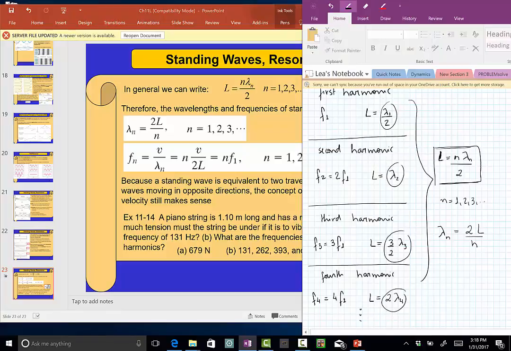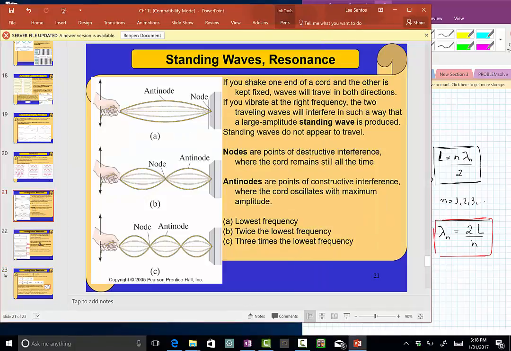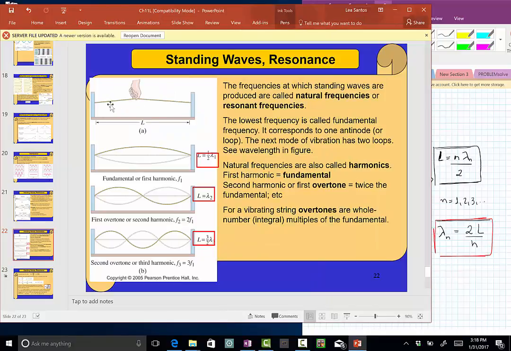Okay, so let me put this in red. Let me make a nice square here. This is an important equation that we found. So this equation is telling us what are the possible wavelengths for standing waves where I have this rope fixed here, right? The rope fixed on both edges. So what are all the possible wavelengths that I can have?